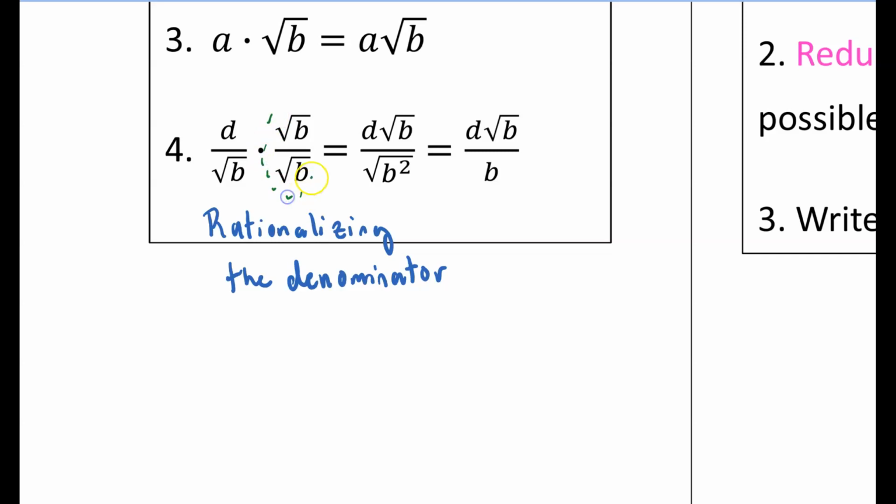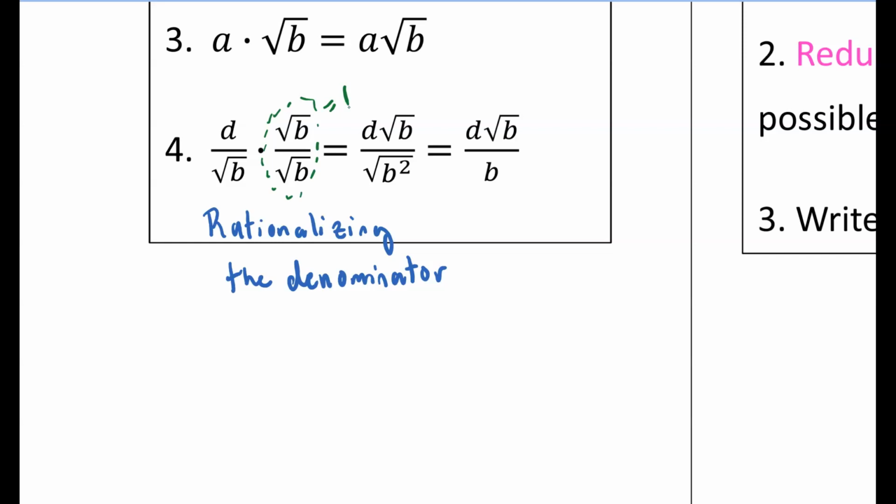because this really right here is just 1. Isn't this equal to 1? So I'm not changing it. I'm just changing its look. It's like when you put on makeup, right? You just change your look. Or when you put on a different outfit, you can change your look, okay?